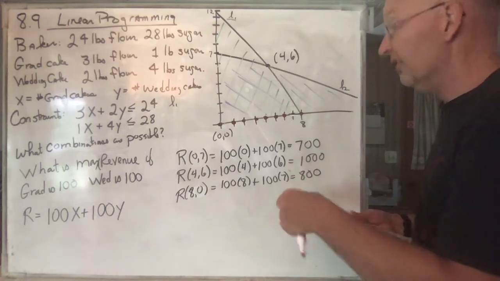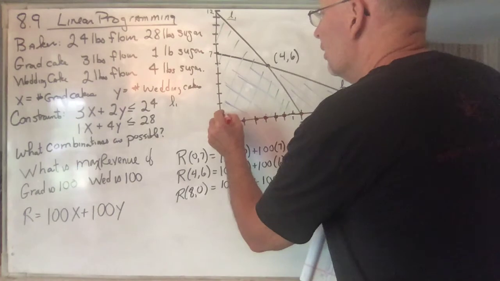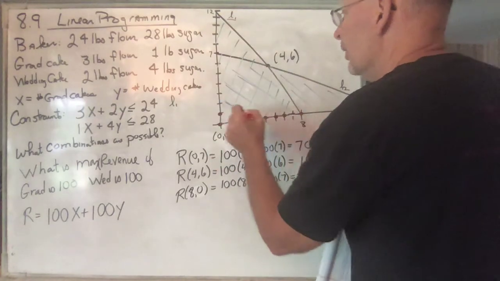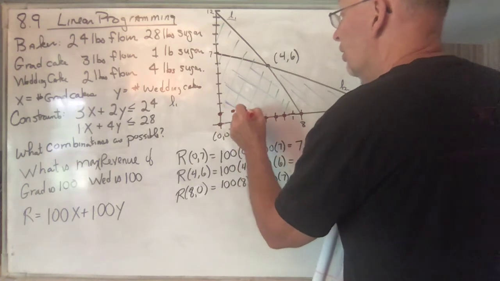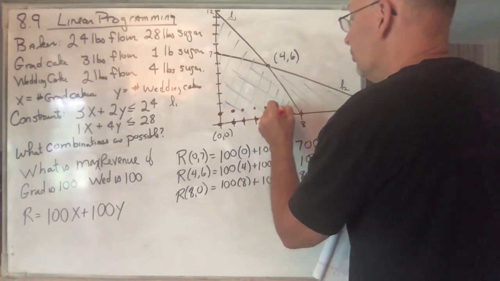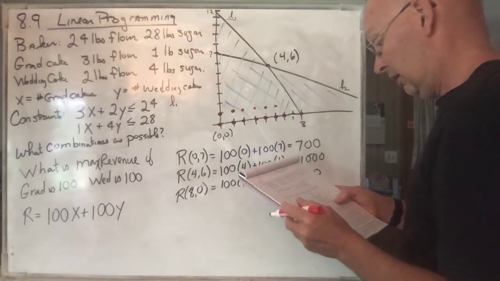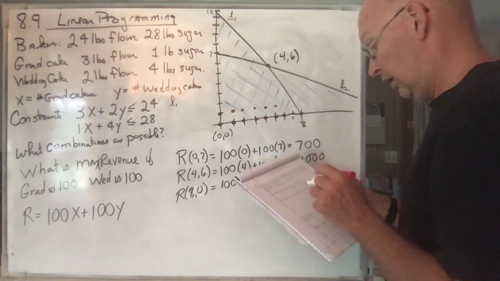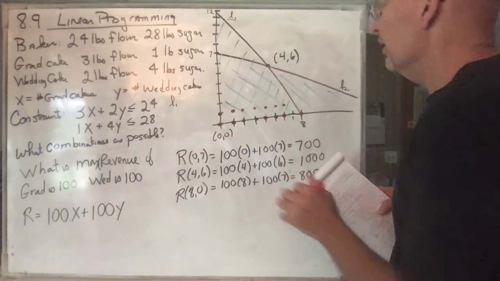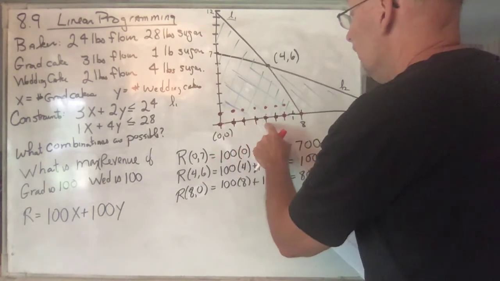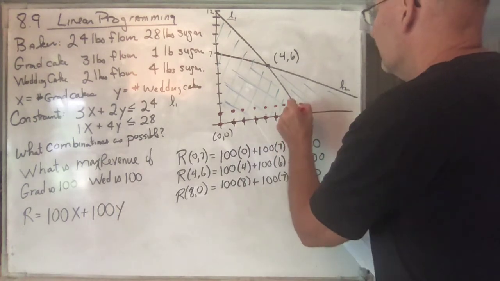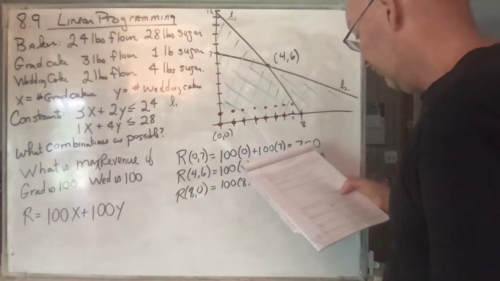What other possibilities does he have? He could make 1 wedding cake and 0 graduation cakes, or 1 of each, or 2 graduation and 1 wedding. All these are possible. 1, 2, 3, 4, 5, 6, 7. Let's see. 1, 2, 3, 4, 5, 6, 7, 8. And here we have 7. There's 7 that are possible in there.